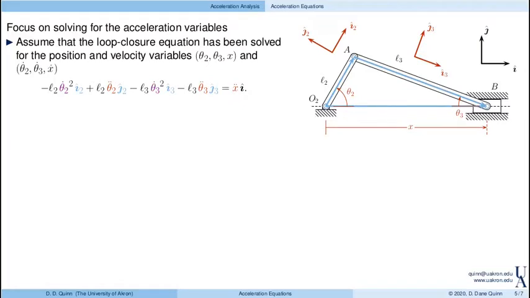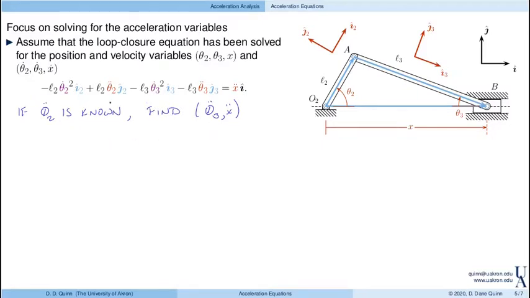So let's do that. And we want to focus here on solving for these acceleration variables. So I'm going to assume that we've already solved for theta 2, theta 3, and x. So maybe theta 2 was given, and we solved for theta 3 and x. Likewise, I'm going to assume that the velocity variables are also known. So if, for example, theta 2 dot was known, I've already determined theta 3 dot and x dot. So here, I'm going to assume that theta 2 double dot is known, and I want to find the remaining acceleration variables, so theta 3 double dot and x double dot. And these will all be done in terms of these position and velocity variables.